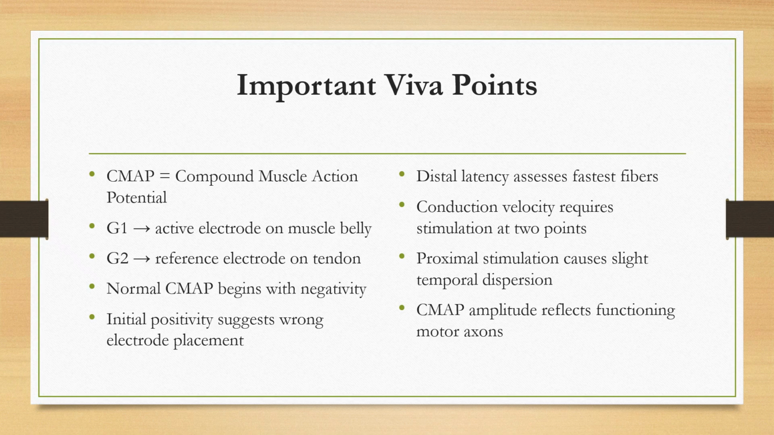Important viva points. CMAP stands for Compound Muscle Action Potential. G1, active electrode on the muscle belly. G2, reference electrode on the tendon. Normal CMAP begins with negativity. Initial positivity suggests wrong electrode placement. Distal latency assesses the fastest fibers. Conduction velocity requires stimulation at 2 points. Proximal stimulation causes slight temporal dispersion. CMAP amplitude reflects functioning motor axons.